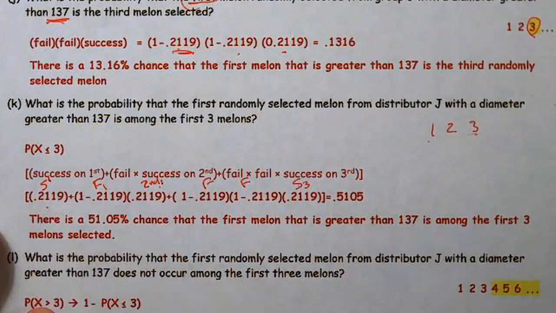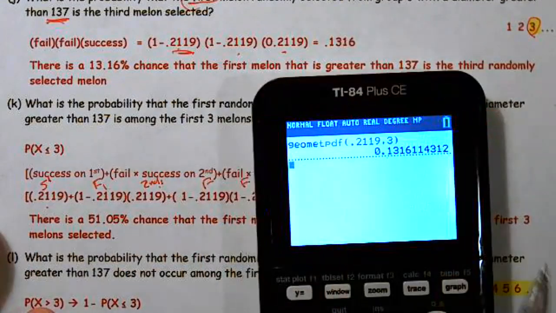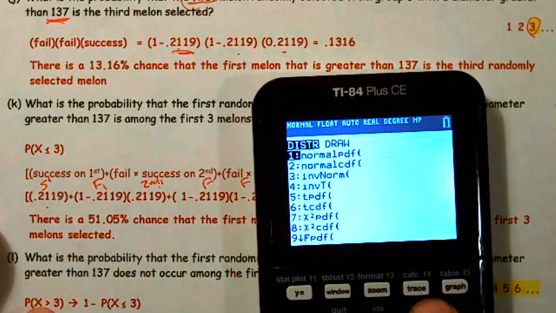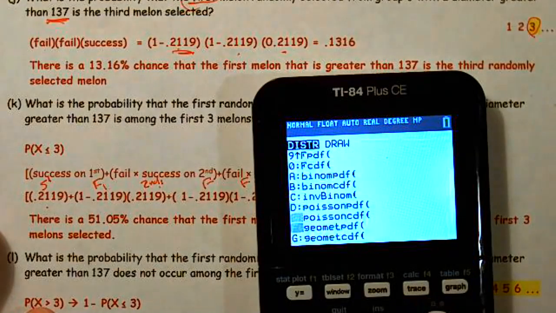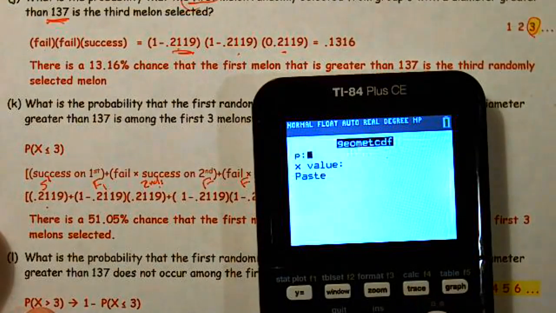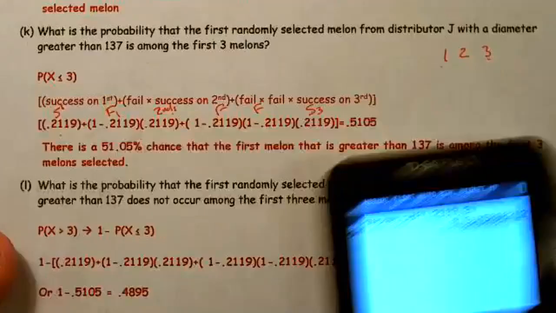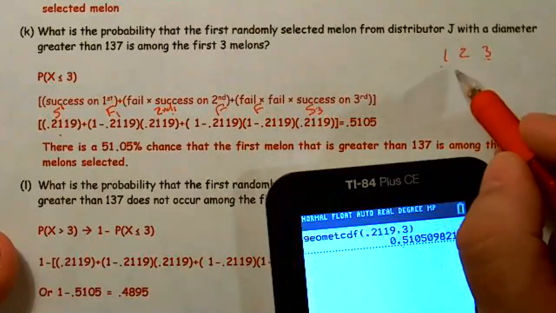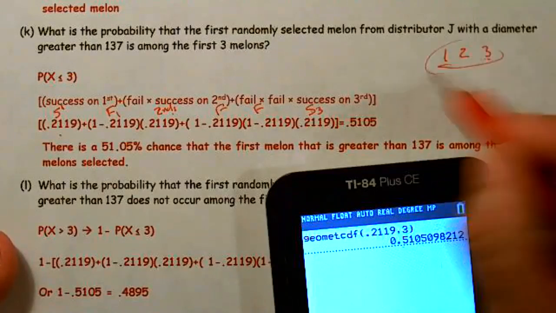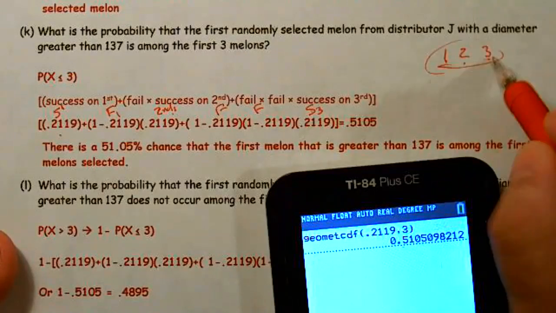So my probability, second vars, geometric CDF, 0.2119, x value 3. And it was a CDF because we had more than one value. Anytime you have more than one success possibility, could have been on the first or second or third, it's going to be a CDF.